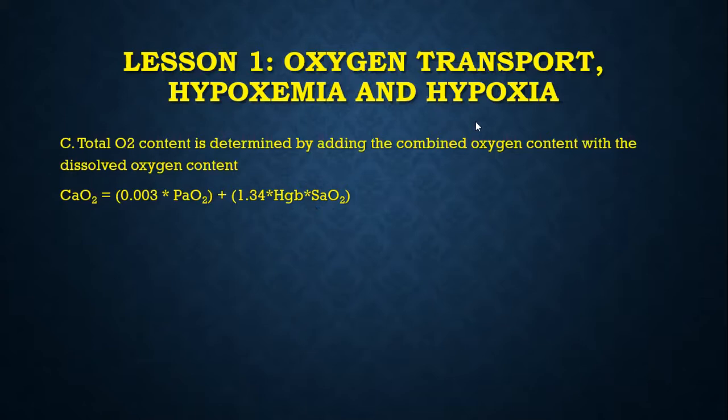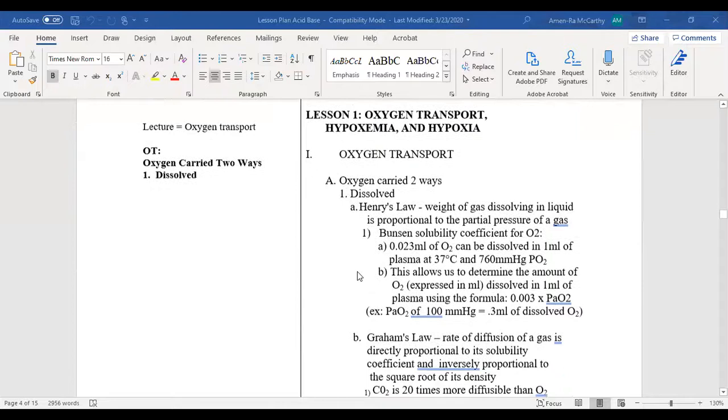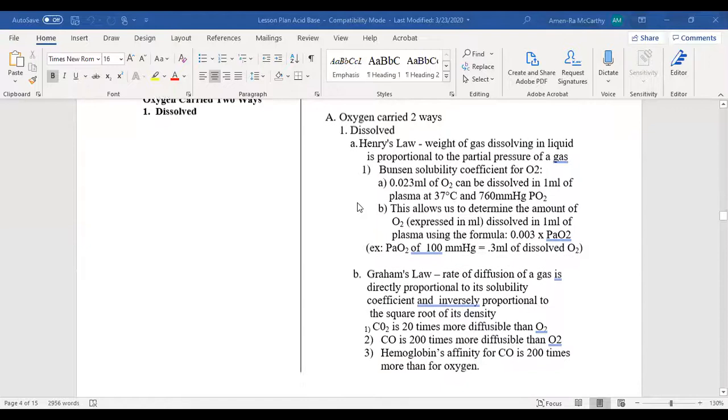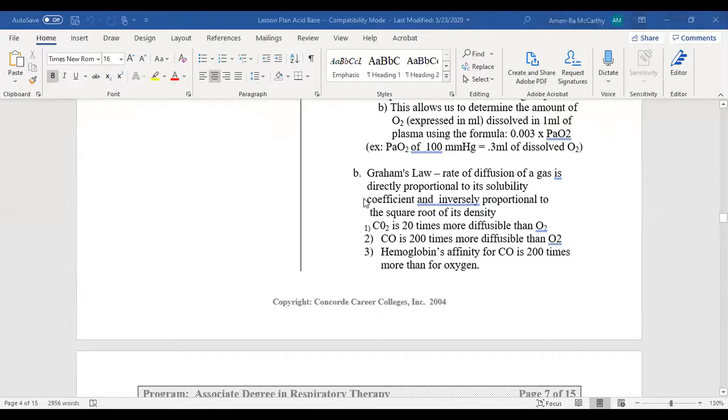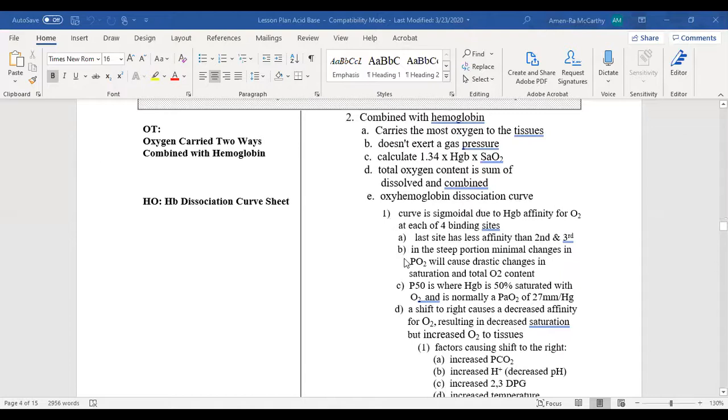All right, let me share my screen. Let me go back to the lesson plan and make sure there's nothing that's been left out. Like I said, you can go back and look at it and fill in anything, but I think everything is in here. But this was the oxygen transport, dissolved. And then talk about combined. This was the formula here. Right, it talks about the curve.